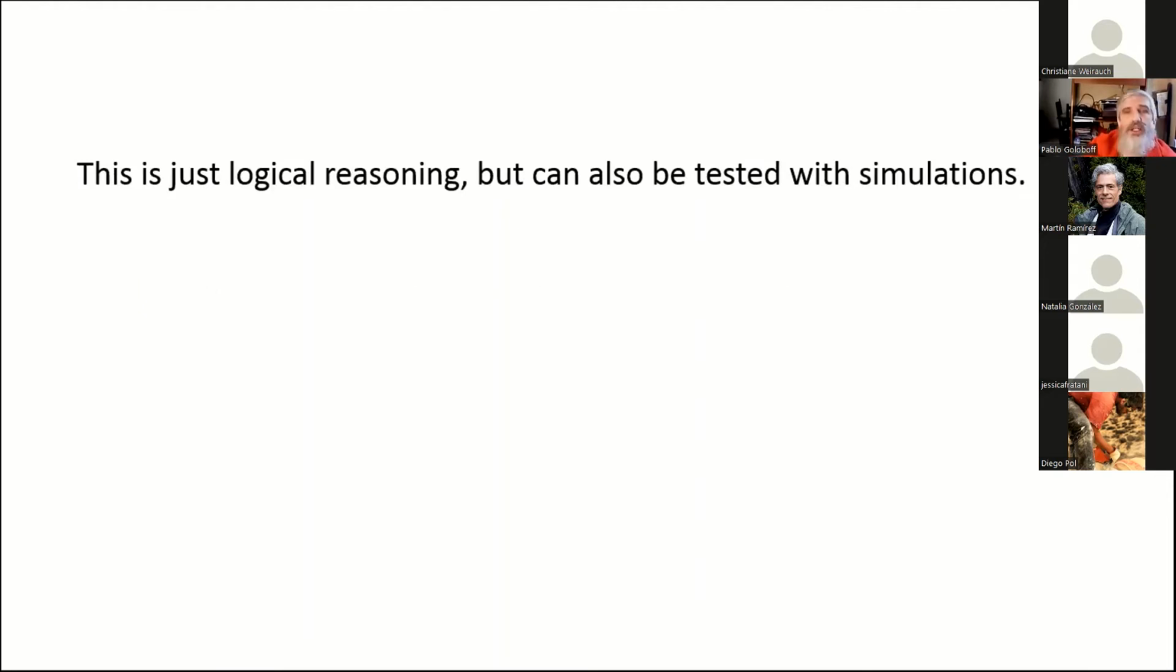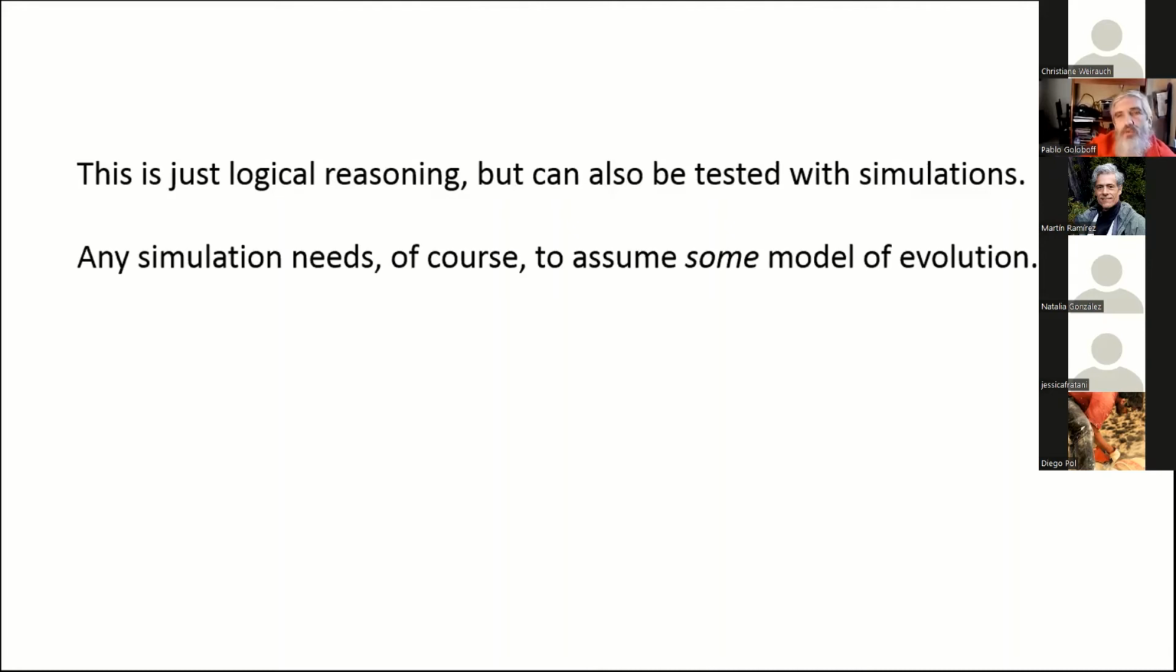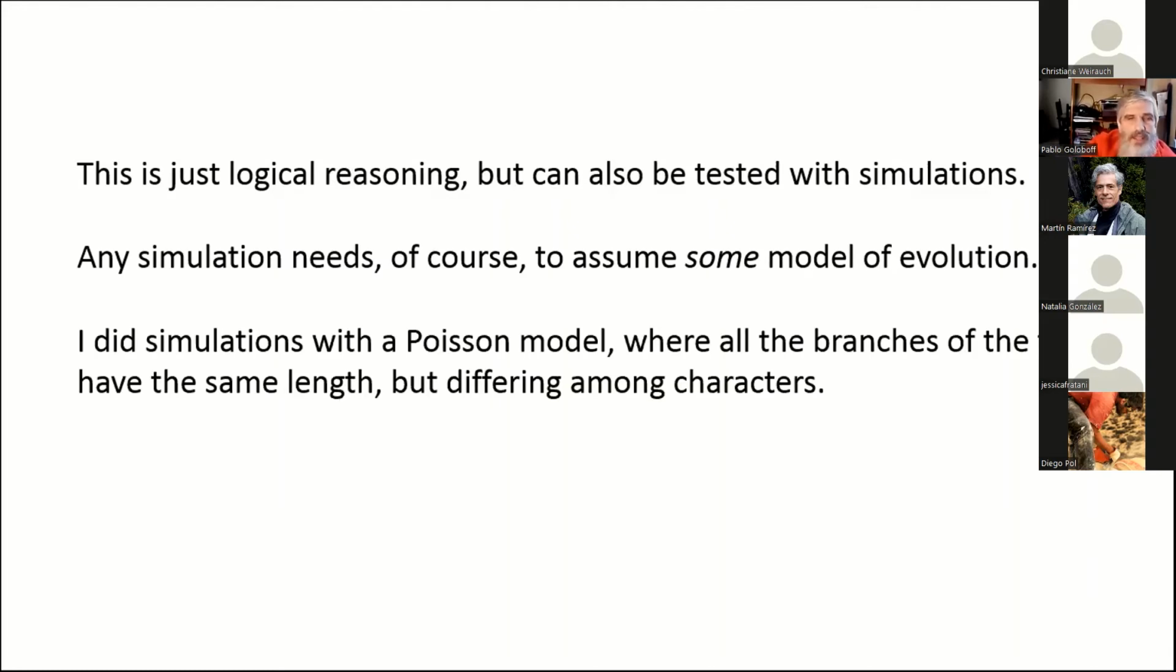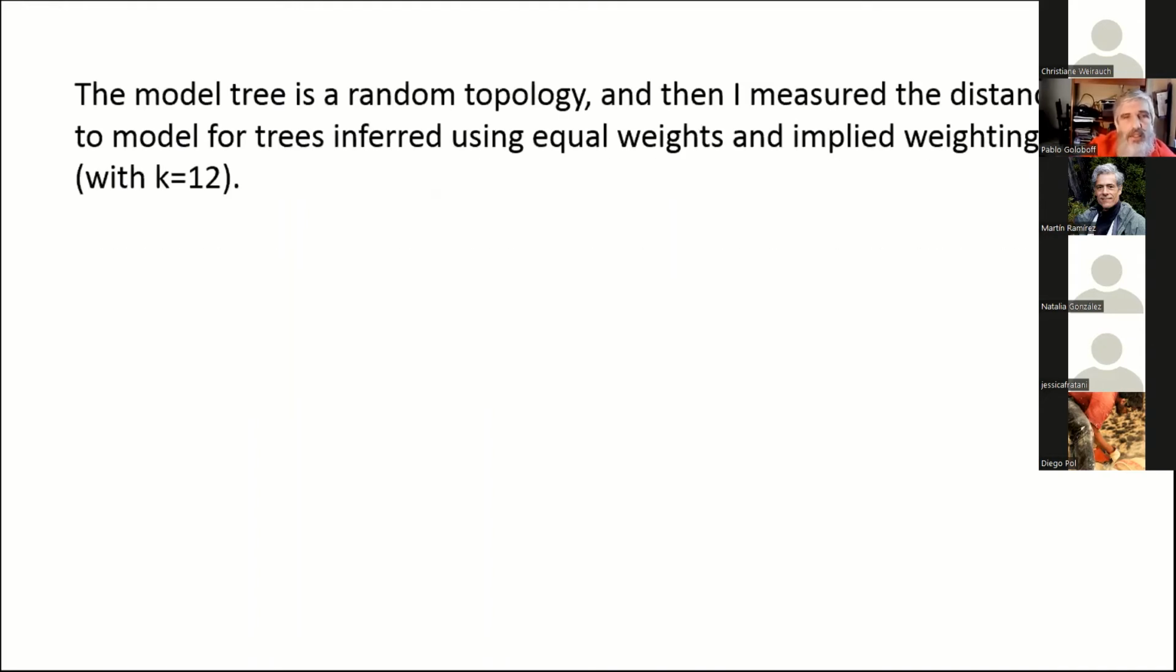This is just logical reasoning, but it can also be tested with simulations, which are so fashionable today and help test the correctness of my reasoning. Any simulation needs, of course, to assume some model of evolution. I did simulations with the Poisson model where all the branches of the tree have the same length, but differing among characters so that there are more and less reliable characters. The model tree is a random tree, and I measure the distance to the model for trees inferred using equal weights and implied weighting.